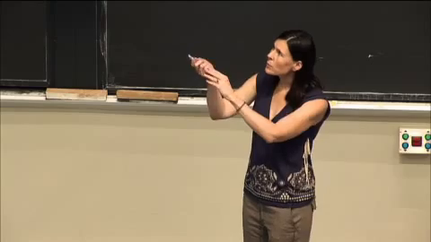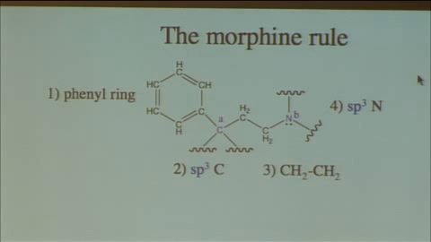Specifically, the morphine rule is a set of 4 components which start with the phenyl ring here, so an aromatic ring. The second thing you identified is an sp3 hybridized carbon. Following that, we have a CH2 group here. And the last part of the rule is this sp3 hybridized nitrogen. I said this is responsible for the biological activity of morphine.